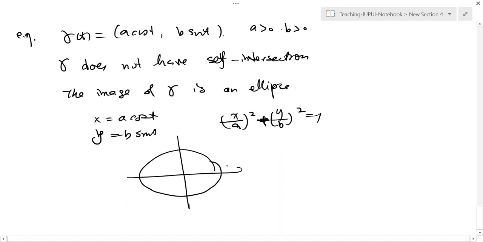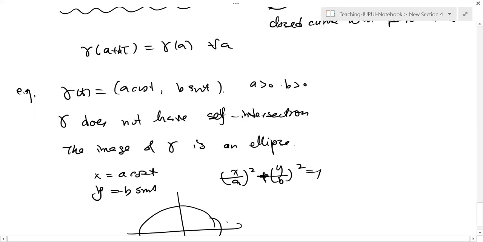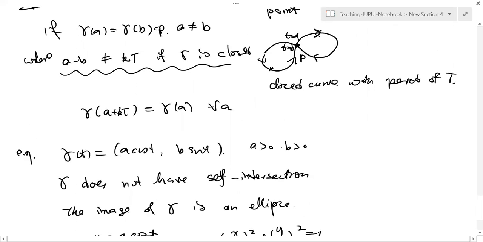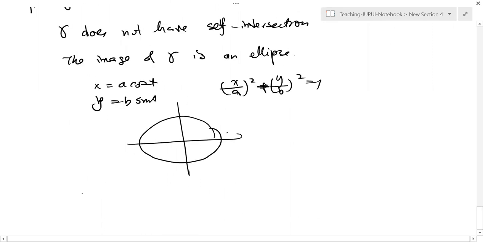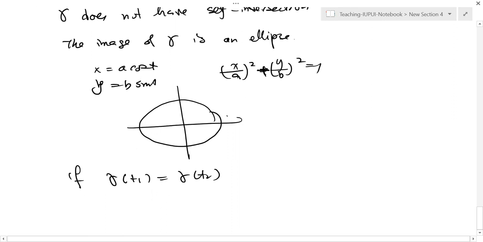Yeah, it does not have self-intersection. And you can prove that directly. Just say if it has a self-intersection point, then because it's a closed curve, you end up with those two values. Now, for example, you can prove without a picture: if gamma at t equals t one equals gamma at t equals t two, then you can show that t two minus t one must be equal to k two pi.